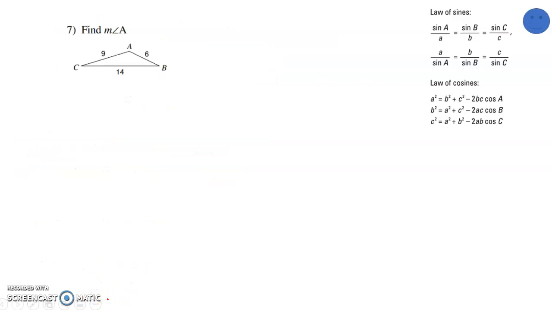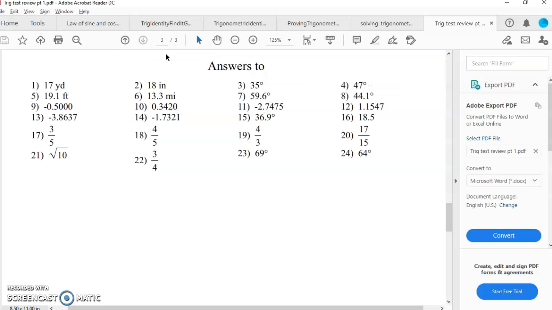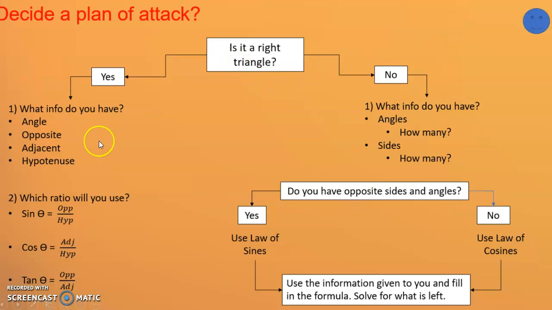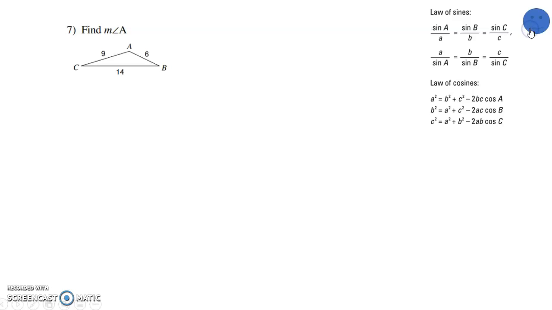Now we're going to look at this one. We have no idea if that's a right angle or not, simply because it doesn't show us that it is. So, is it a right triangle? No. What information do we have? Angles? No. Sides? We got 3 of those. Do we have opposite sides and angles? Well, no, because we only have 3 sides. So, we're going to use the law of cosines. Now we're going to find angle A.